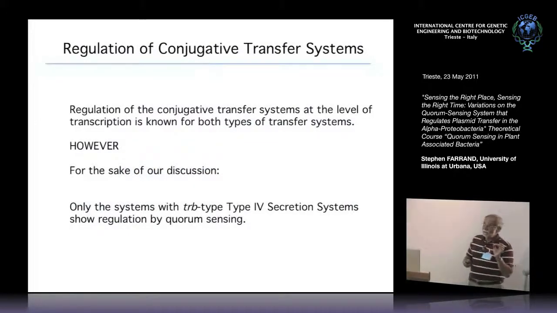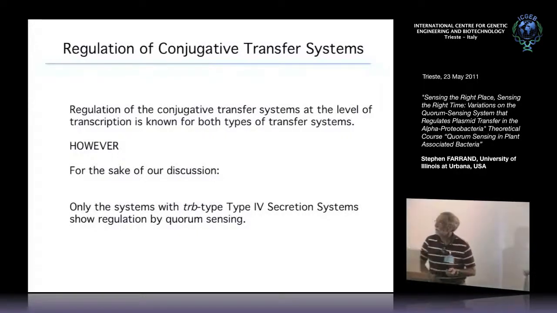All right, in the transfer systems that these plasmids have, oftentimes transfer is regulated. And the regulation then is at the level of transcription. For the sake of our discussion, though, we're only going to discuss the regulation of the TRIB type 4 secretion systems, and that is the ones that are exemplified by the TI plasmids of Agrobacterium. So we'll spend a lot of time talking about this.